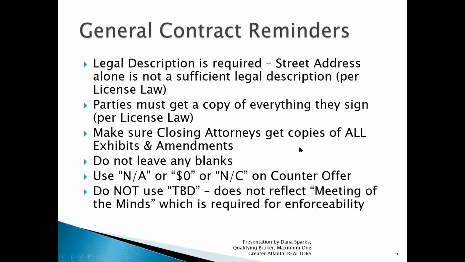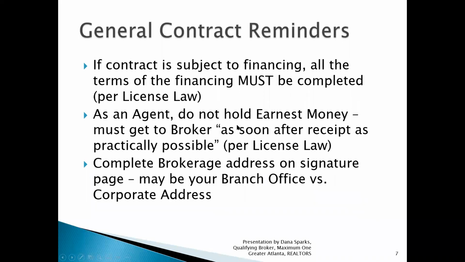On the counter offer, and you'll see when we get to this, you're going to put in NC for no change. And if it asks for a date or anything else, you do not want to put in "to be determined." That does not reflect an actual meeting of the minds, which is required for enforceability.